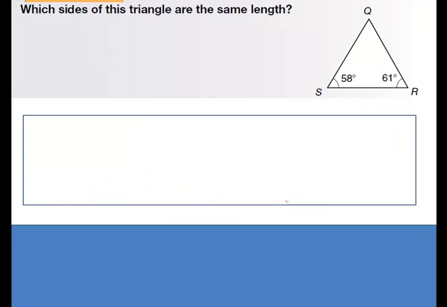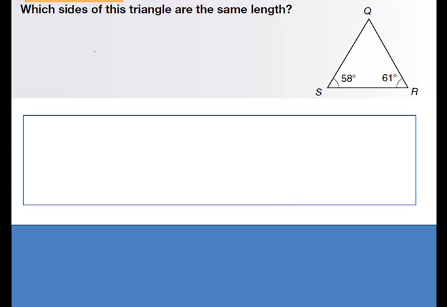Okay, so which sides of this triangle are the same length? Apparently there are two that match up. This is an isosceles triangle because it has two sides of the exact same length. Well, which sides are they? Are there two that are 58 or two that are 61? How would you solve it? Stop the video and solve it and see if you get it right.